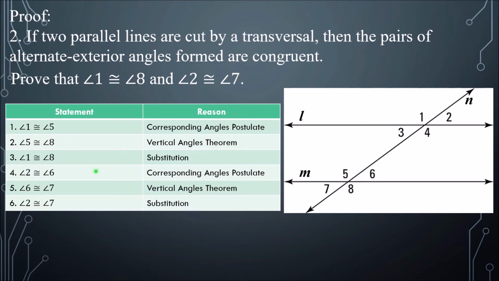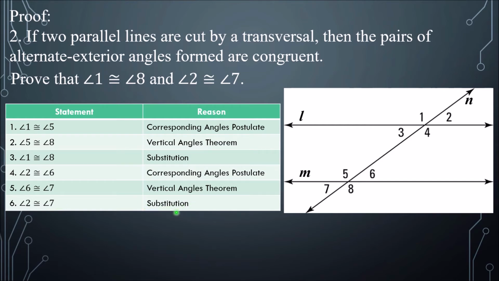We need to prove this. So first, angle 2 is congruent to angle 6. Corresponding angles postulate. Angle 6 is congruent to angle 7, vertical angles theorem. And again, we substitute this 6 by 2. So we have angle 2 is congruent to angle 7, substitution.